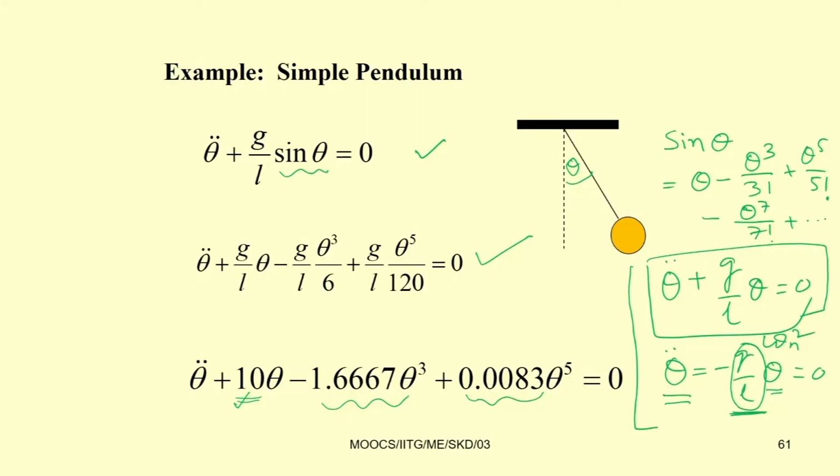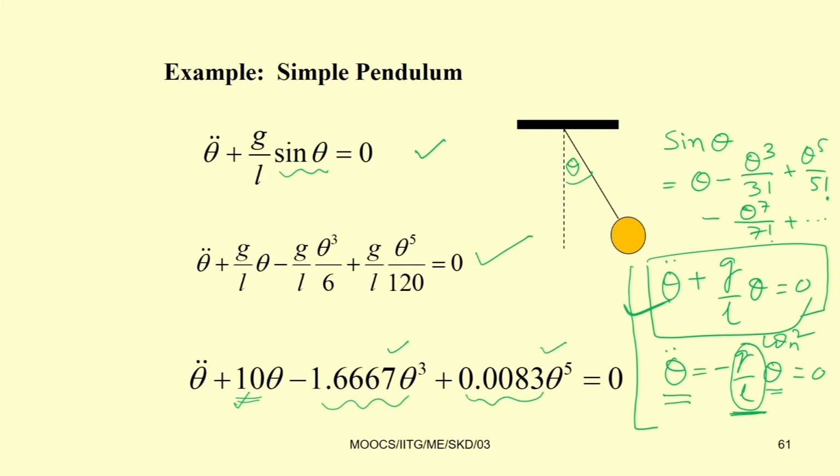So, by expanding sin theta, we now have a nonlinear equation. You have already seen how to distinguish between linear and nonlinear equations. You can separate them by applying the superposition rule, and you can easily see that due to the presence of the theta cubed term and theta fifth term, this equation is no longer linear. But if you have simply theta double dot plus g by L theta equal to 0, you can easily apply the superposition rule and tell that this equation is linear.